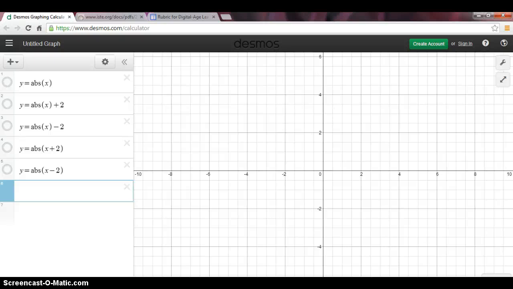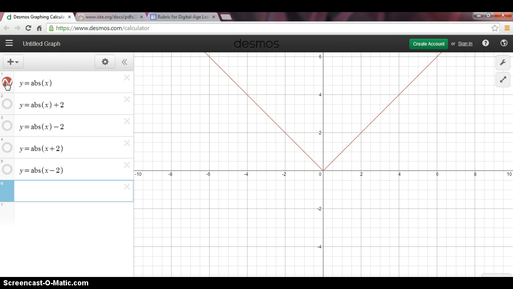This is the lesson that I created using Google Apps. The Google app that I chose to use was Desmos's Graphing Calculator. This lesson will be based on graphing absolute value functions or equations. So the students will be given the 5 equations that you see there on the left-hand side of the screen, and they will be asked to graph them.